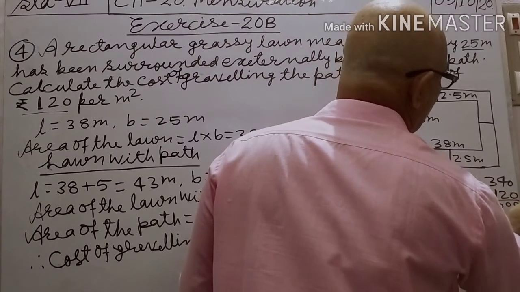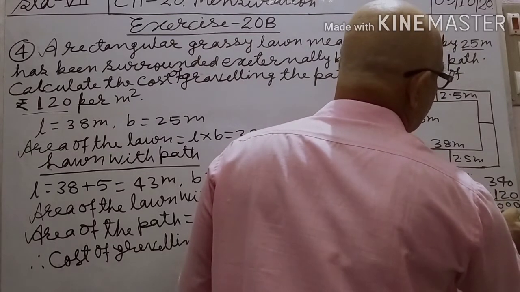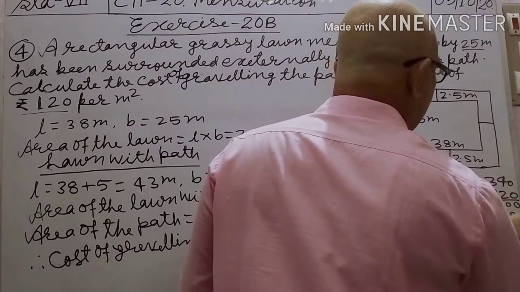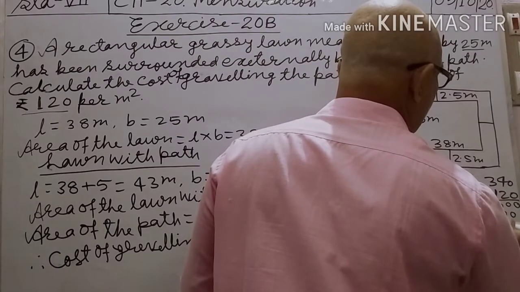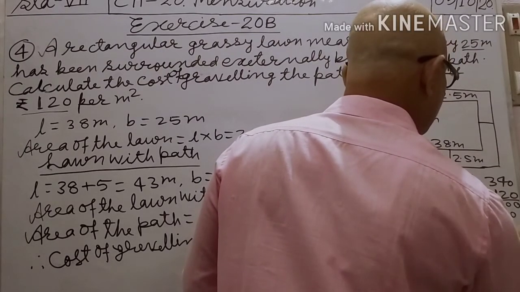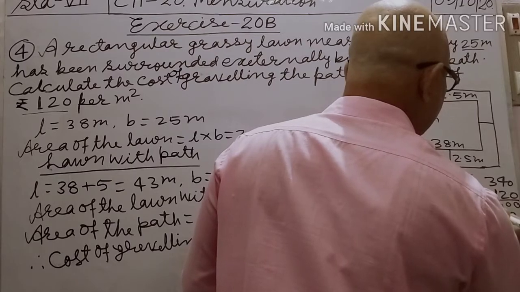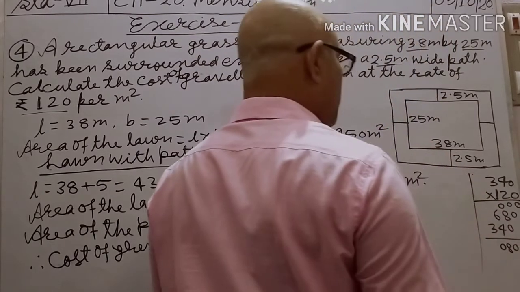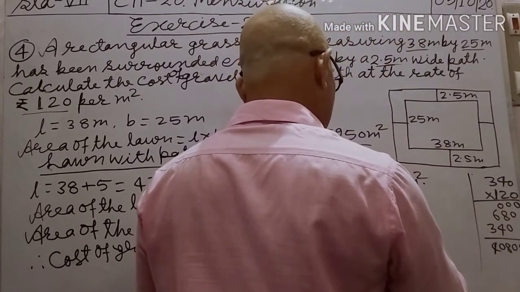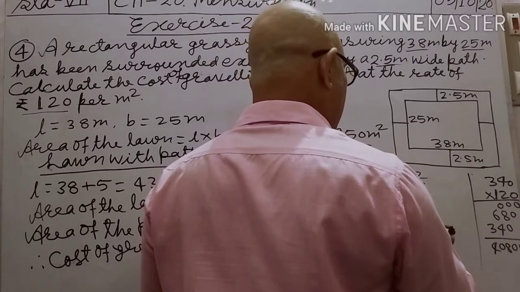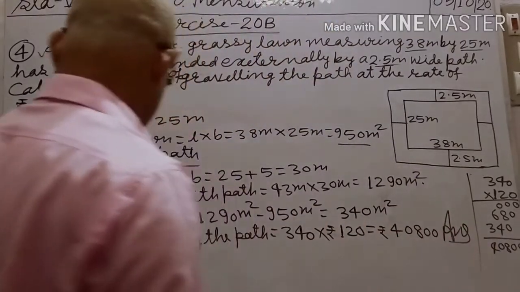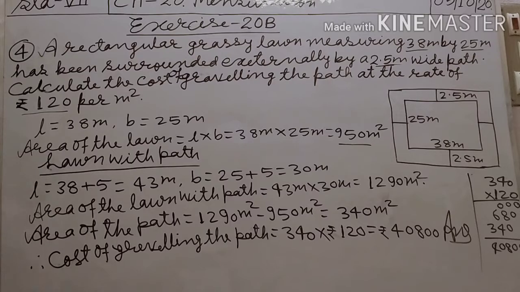0 times 2 times 0, 4 2s are 8, 3 2s are 6. Now next, 1 times 0, 4, 3, 0, 0. 8 6 plus 4 is 10, 0 carry 1, 3 plus 1 is 4. Equal to rupees 40,800, the answer of this question. Students, understand and write it.